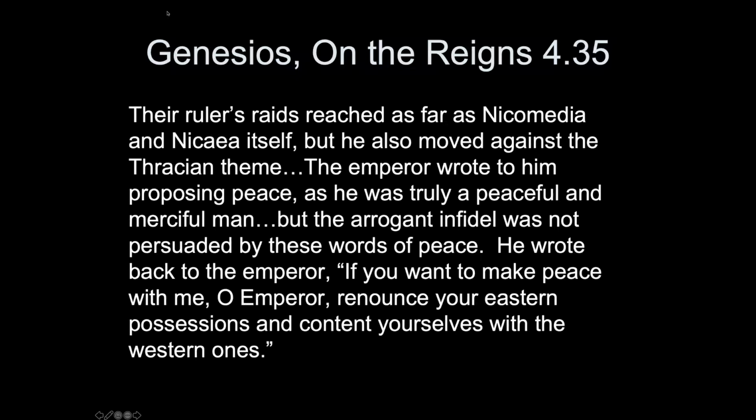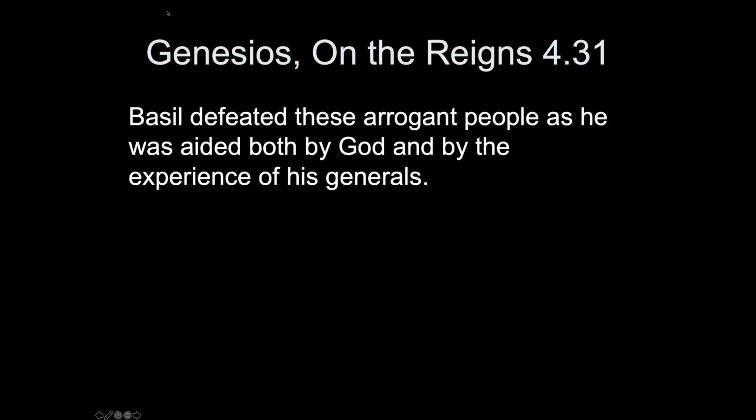The Paulician raids, we're told, reached as far as Nicomedia and Nicaea, two of the major cities in the northwestern part of Asia Minor. But he also moved against the Thracian, the area across the Bosporus in Thrace near Constantinople. And so the emperor wrote to this rebel and promised peace, but the arrogant infidel wasn't persuaded. He said, if you want to make peace with me, renounce your eastern possessions and content yourself with your western ones, meaning split the empire in two. And Genesius says, well, Basil then defeated these arrogant people as he was aided by both God and the experience of his generals. And so Genesius then gives us a nice moralizing tale of a calm, peaceful emperor facing down a horrible, arrogant heretic and defeating him through superior generalship and divine support.